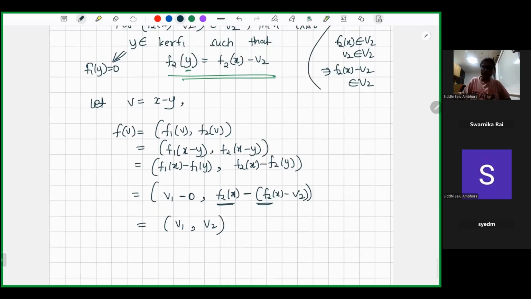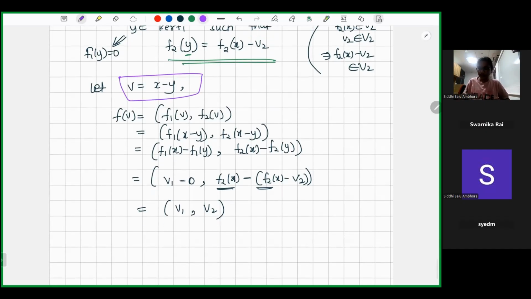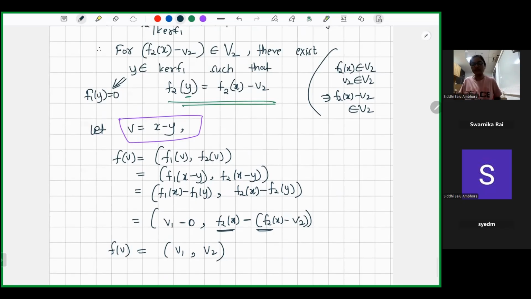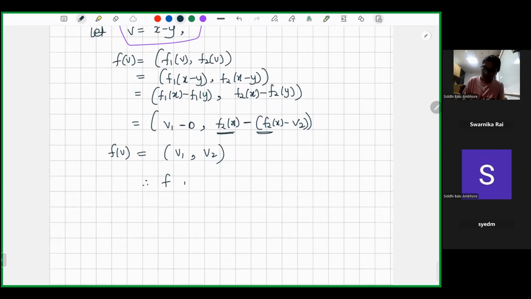So for this v here, I get that f of v is v1 comma v2. Is this okay now? This is completely different than before, where we used surjectivity of both f1 and f2 over kernel of f1. Is this okay now? Therefore, f is surjective. Therefore, f is an isomorphism.